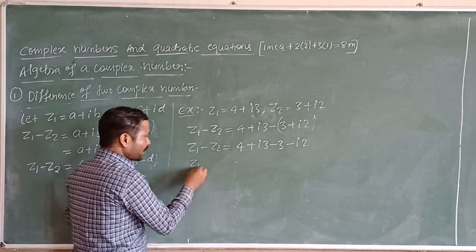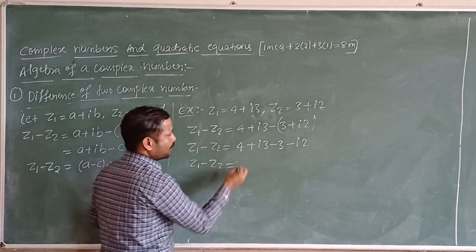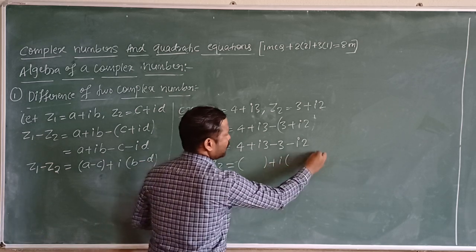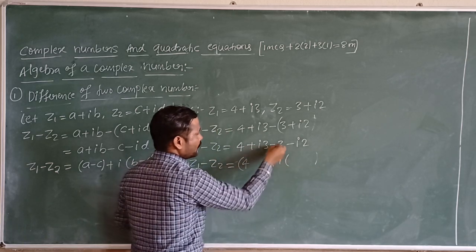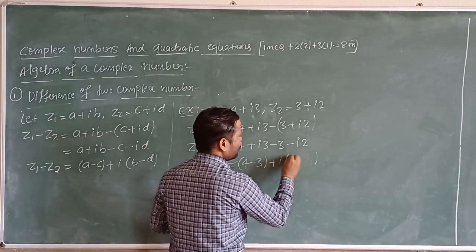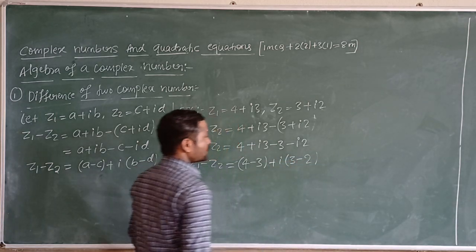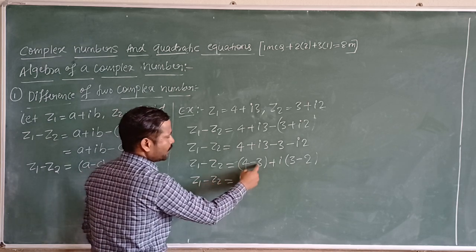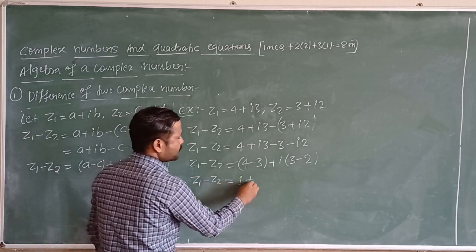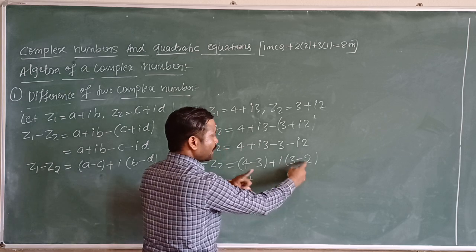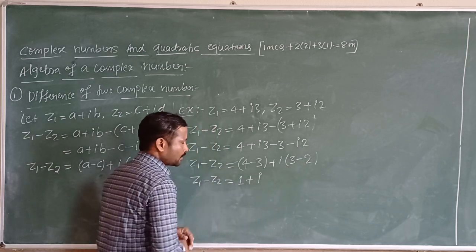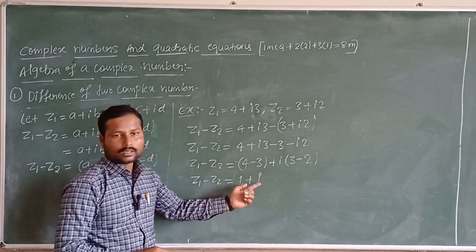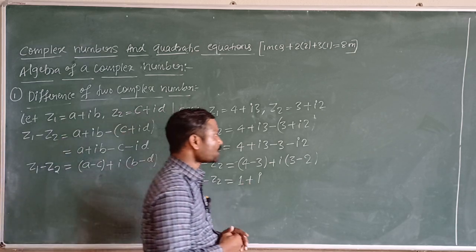z1 minus z2 is equal to, take the real part on one side and the imaginary part on the other side. The real part is 4, here the real part is minus 3, so 3 is what? Minus 2 for the imaginary. Then z1 minus z2 is equal to 4 minus 3, that is 1, plus 3 minus 2, that is 1, so 1 plus i. So the z1 minus z2 answer is 1 plus i.